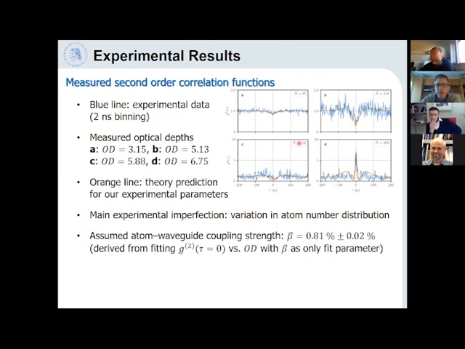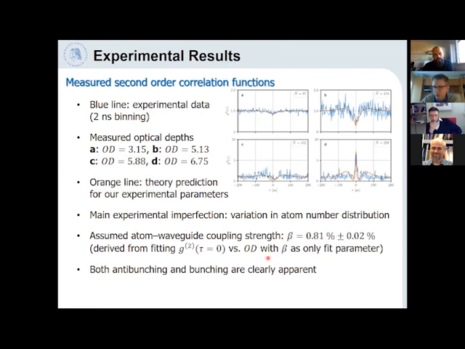Actually, for this red theory line here, this is not a fit, but it's actually just assuming an atom waveguide coupling strength, and this atom waveguide coupling strength of about 1% is derived from the value of G2 at 0 time delay that we measured as a function of OD, and there we fit this with beta as the only fit parameter. And as I said, we clearly see bunching and anti-bunching.